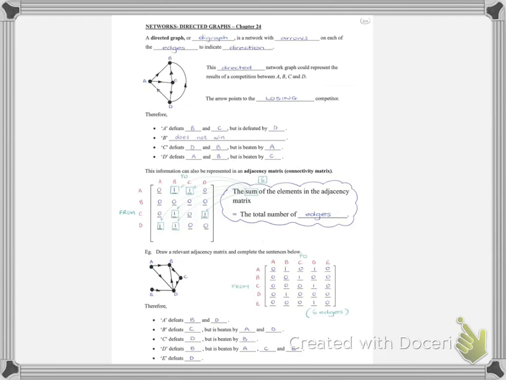Now we can show this information in what's called an adjacency matrix or a connectivity matrix. Unlike when we were dealing with the topic of matrices and looking at transition matrices, where we had the word from at the top and to at the side, it's the other way around here. So we have from at the side and the word to at the top.